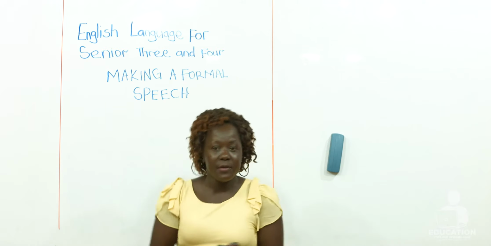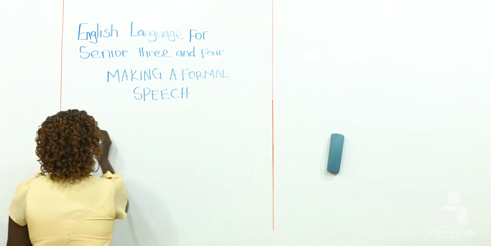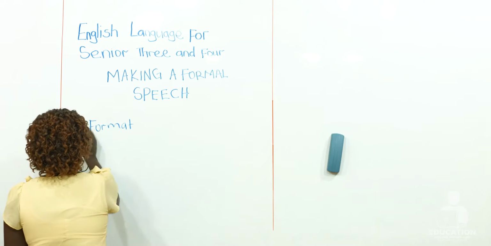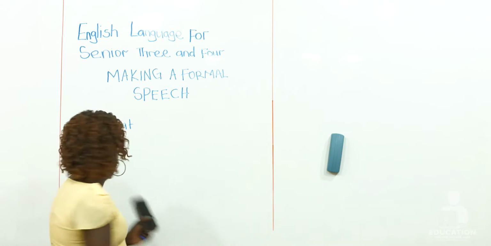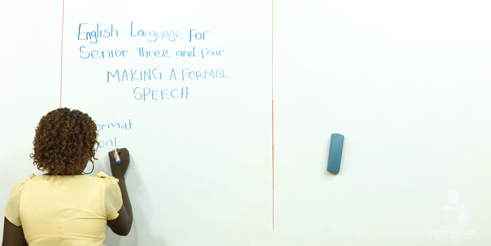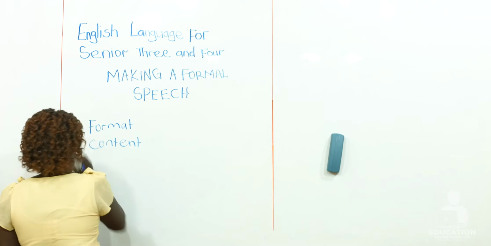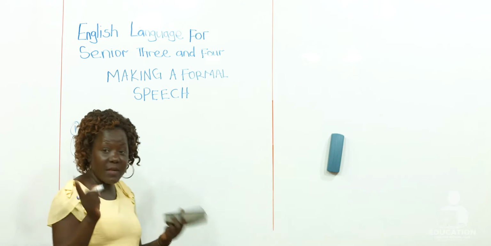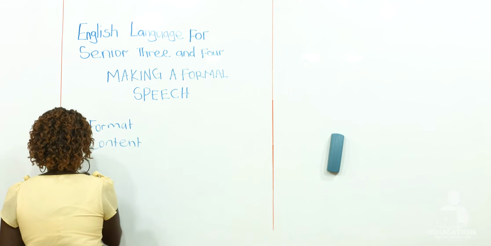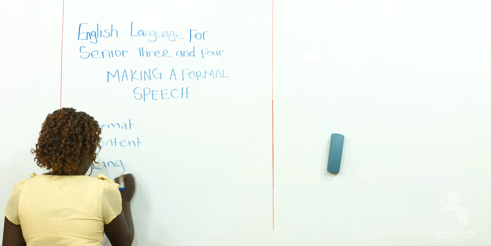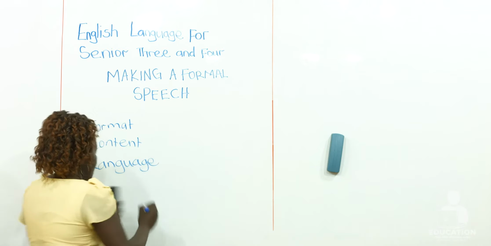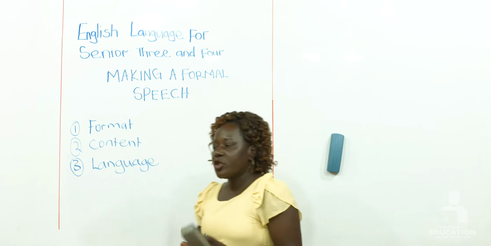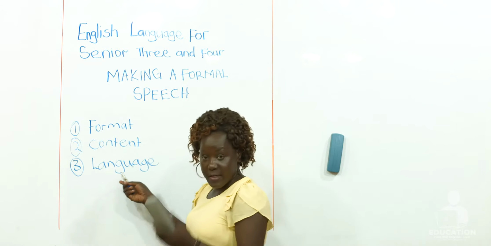And these are: 1. The format. 2. We said number 2 was content. I went on to give you the last element, which is the language. The language of a formal speech. Therefore, I want us today to look at the language of a formal speech.